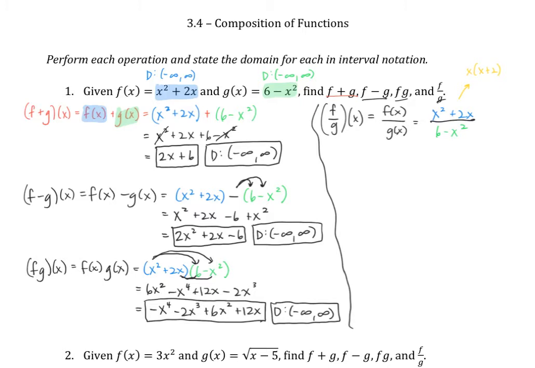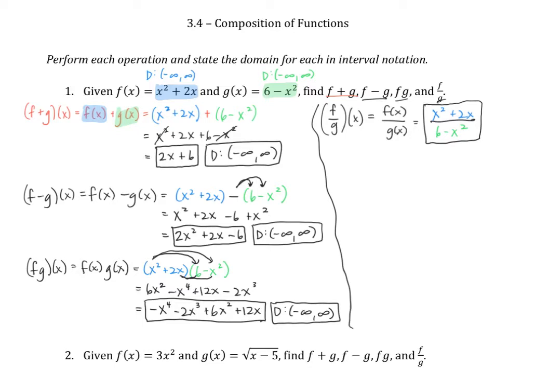The bottom does not factor, so nothing will cancel out or reduce. So it's not helpful this time to try to do that. But you should look in case you can reduce. Every time you should always try to reduce. Okay, so there's nothing I could do to reduce this fraction. So this is it. This is your quotient.